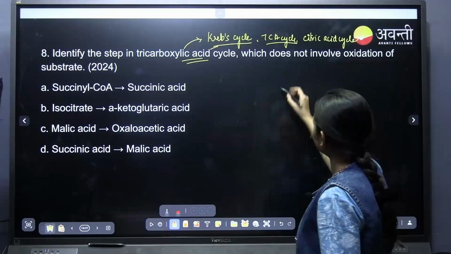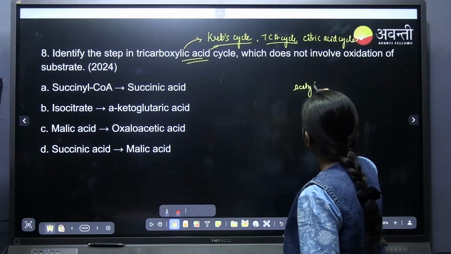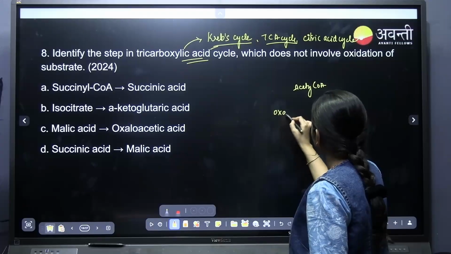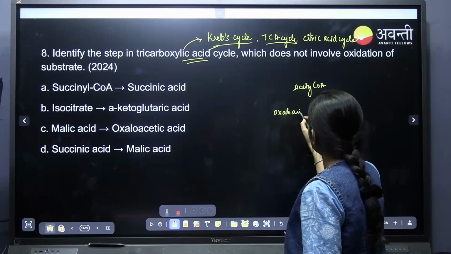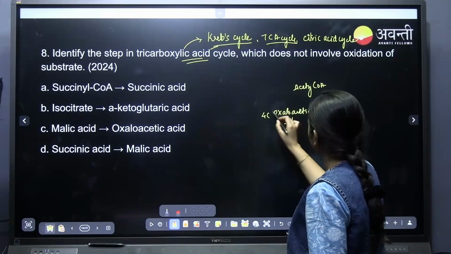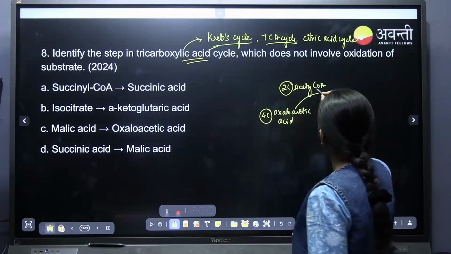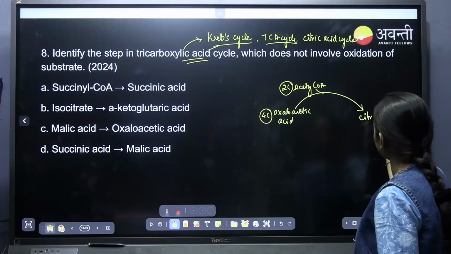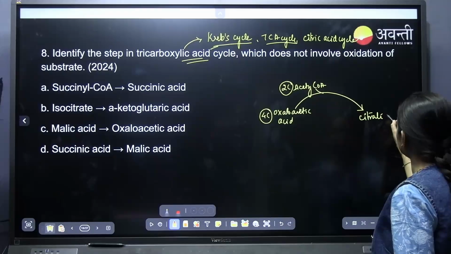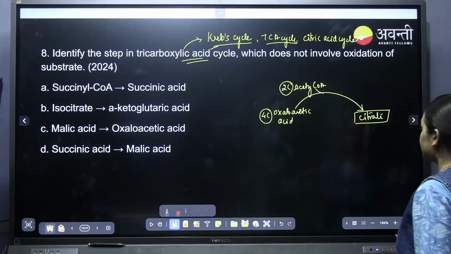Why? Because the first molecule formed when acetyl CoA combines with oxaloacetic acid, this is a 4 carbon compound and this is 2 carbon, so it will become, what will it become? Citrate. Citrate is the first stable compound formed in the Krebs cycle, citrate or citric acid. So that's why we call it the citric acid cycle.